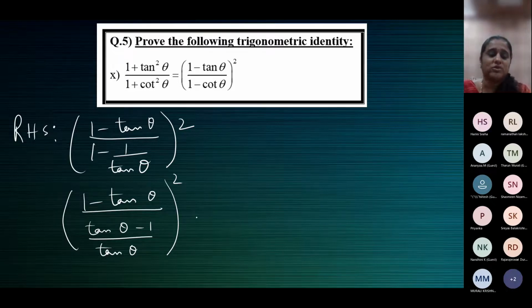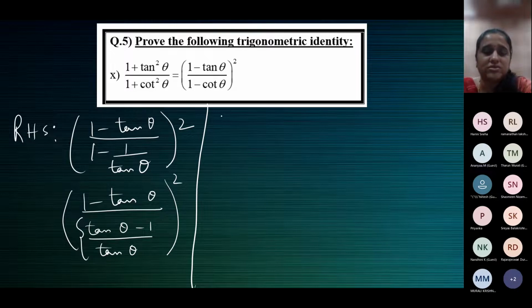Nothing has been done to the numerator. In the denominator, the common denominator is tan theta, so we get tan theta minus 1 by tan theta. Now, whenever it's like this, children do get confused as to which one goes to the numerator and which one remains in the denominator. That is why I always include this step.